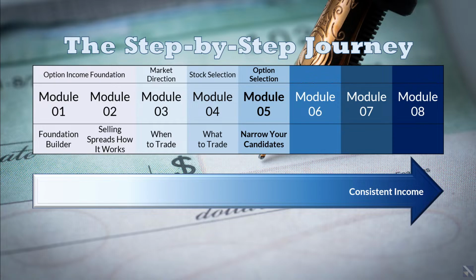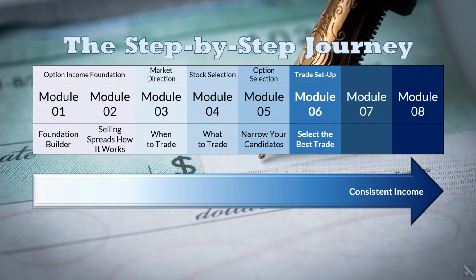Now that you've got your list of stocks, we're going to narrow it down to the best option candidates that give you the highest probability for profits. By using the rules in this module, you're going to make sure you're getting paid top dollar for your trade and making it so you can make money even if the stock goes nowhere.